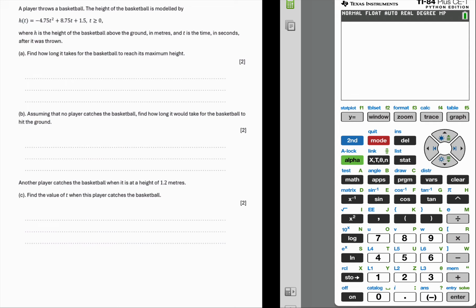See that it's quadratic since we have an equation here where we have t squared, t, and then a numerical value. So it's following the general form of a quadratic equation. So on this question, the first part is to find out how long it takes for the basketball to reach its maximum height. We're given the equation of the basketball, which is this quadratic equation, and this is the height of the ball from the ground when it's thrown.